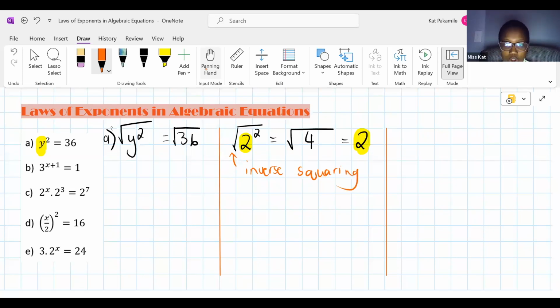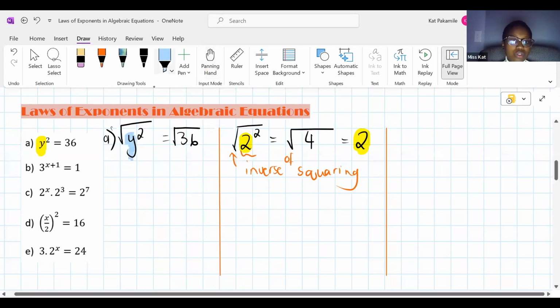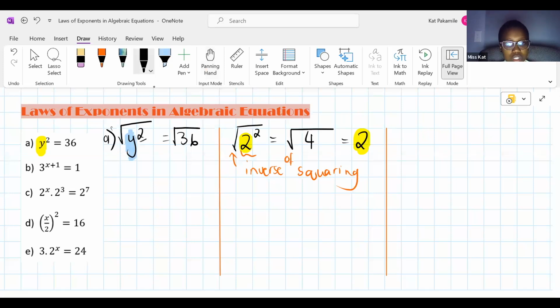Oh, I should probably write that. Okay, so if you square root a square, you'll just be left with the base number. That's what we did over here. We want y to be on its own. So we square root to get rid of the squared. So therefore, y is equal to 30.